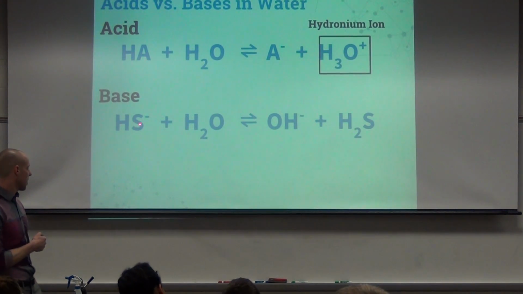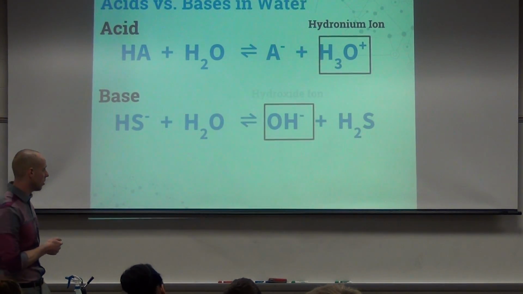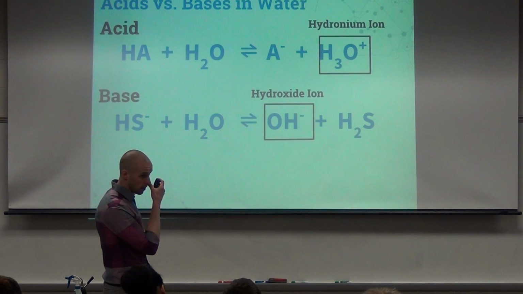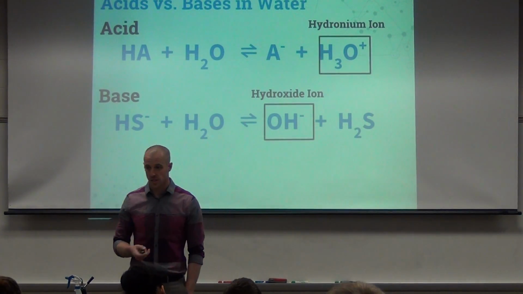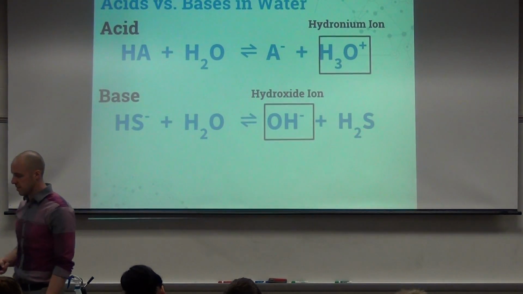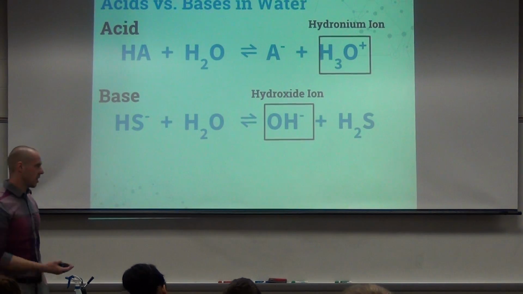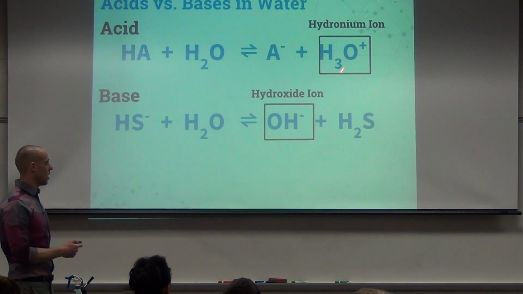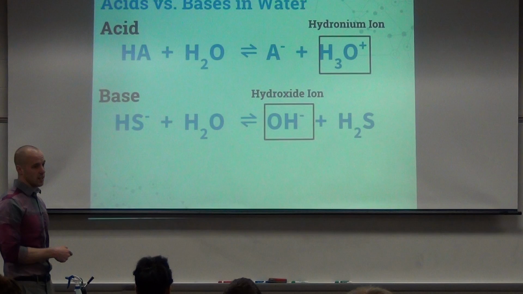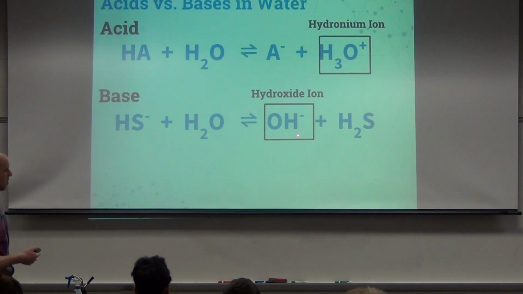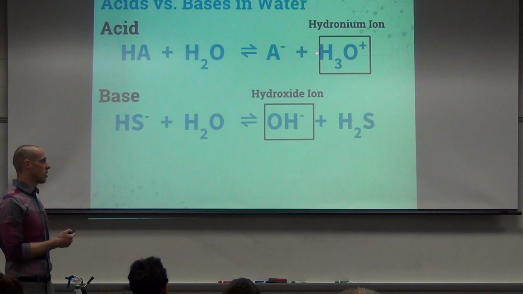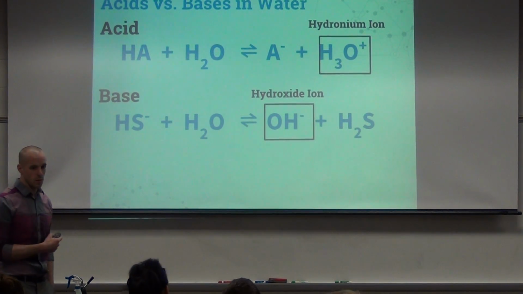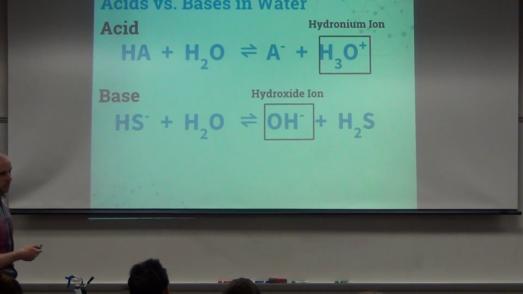Now when things are basic, there's a difference between that and the acid. In the base, it's taking a hydrogen from water, so we get this OH minus in solution. That's called the hydroxide ion, and that's what's really making things basic. So when we talk about things being basic versus acidic, what we're really doing is measuring these concentrations against each other. The more OH minus something has in solution, the more basic it'll be, and the more H3O plus something has in solution, the more acidic it'll be.